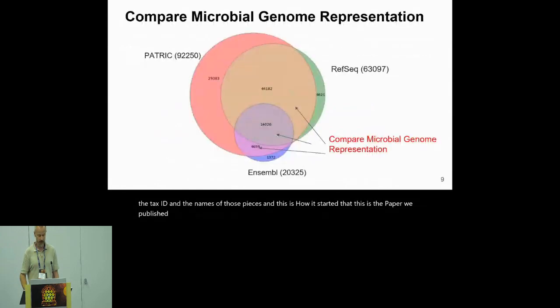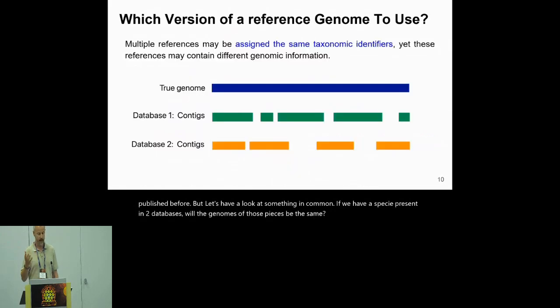But let's have a look at something in common. If a species is present in two databases, will the genomes of that species be the same? Oftentimes they will be fragmented. Perhaps there is a true genome, which is full, and each database presents it as contigs, and the contigs will agree or disagree with each other to some extent.